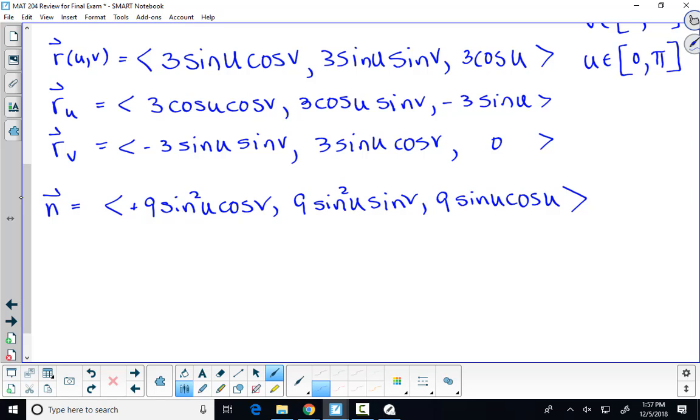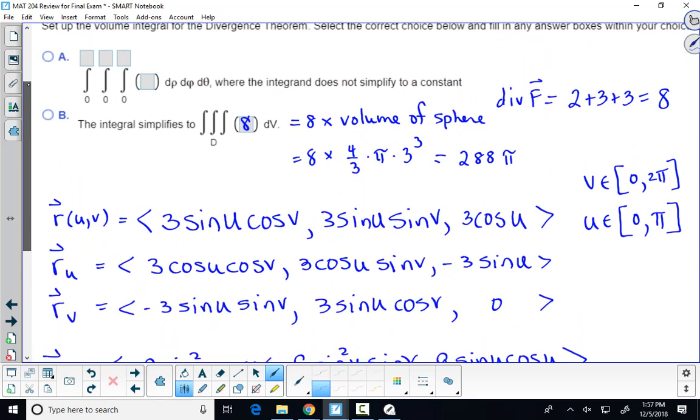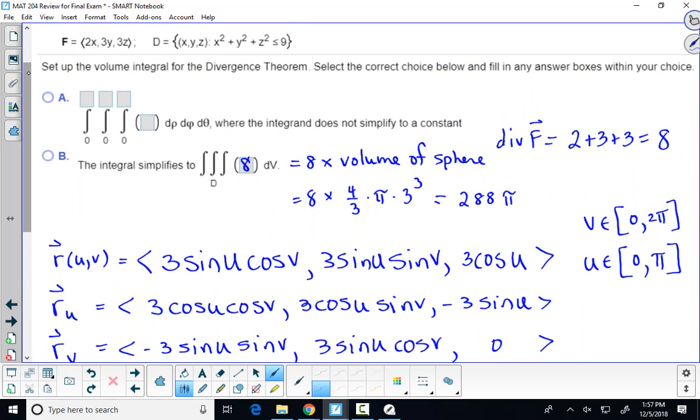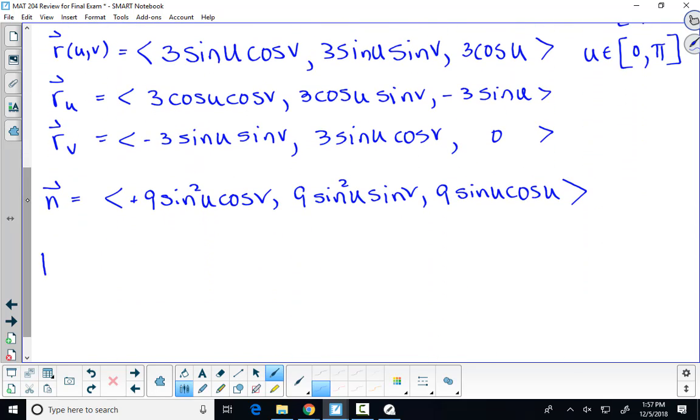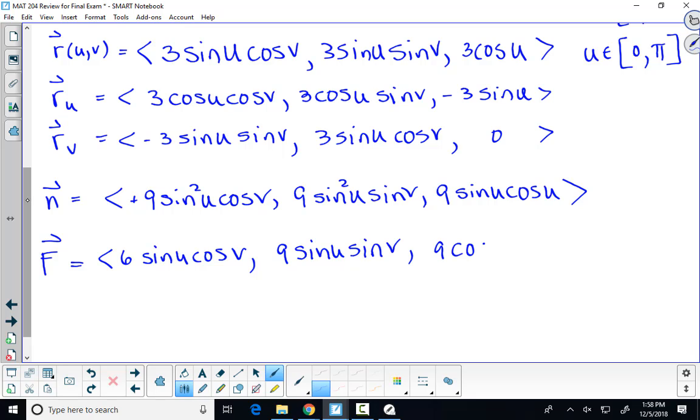So now we have to dot that with F. We're dealing with the divergence theorem, so we just dot it with F, not curl F, just F. F is our vector field. We have to rewrite the vector field with our parameterization and then dot it with the normal vector. So the vector field is 2x, 3y, 3z. So it's going to be 6 sine u cosine v, and then 9 sine u sine v, and then 9 cosine of u.